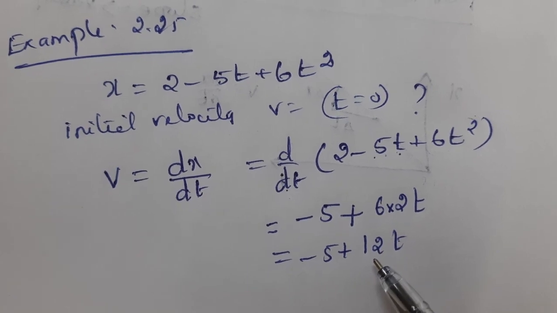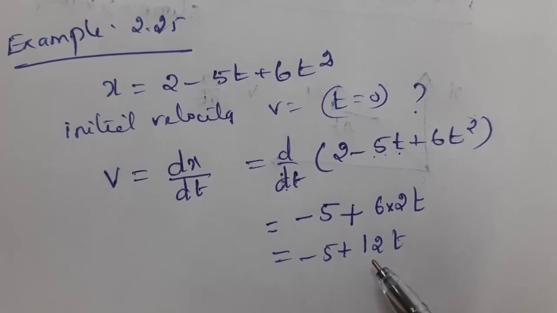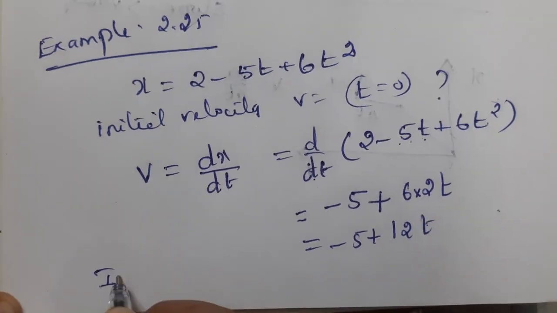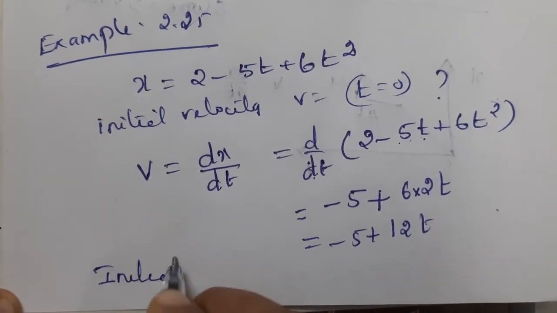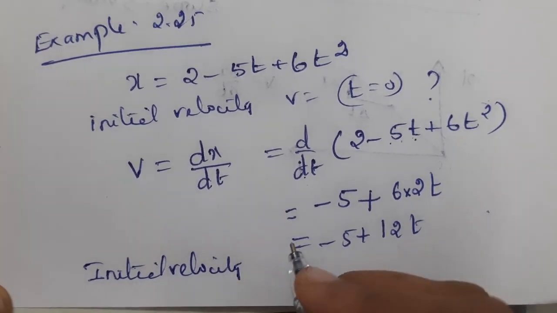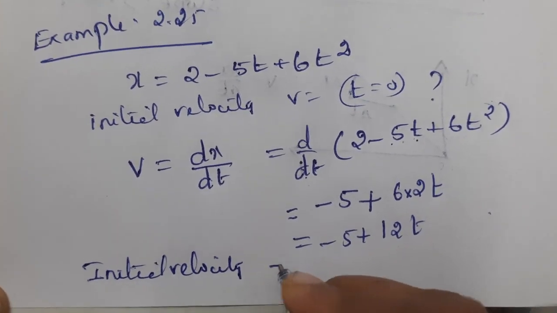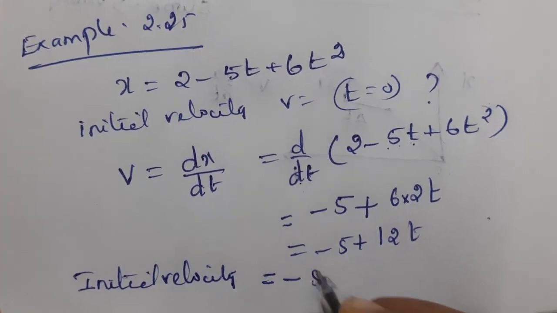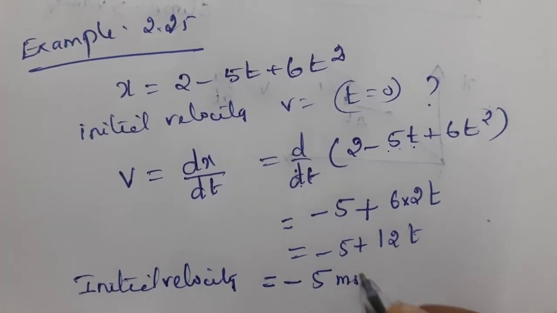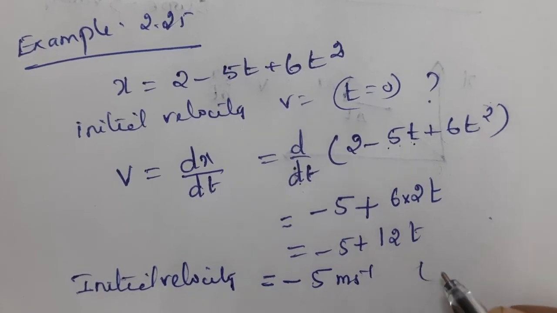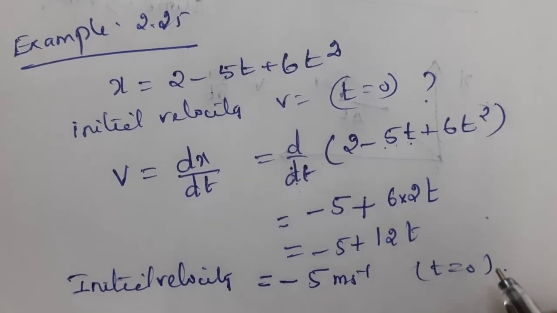Our question is to find the initial velocity. So substitute the value of t equal to 0. Initial velocity means at the time t equal to 0, so substituting t equal to 0, we will get minus 5. So minus 5 meter per second is the initial velocity.